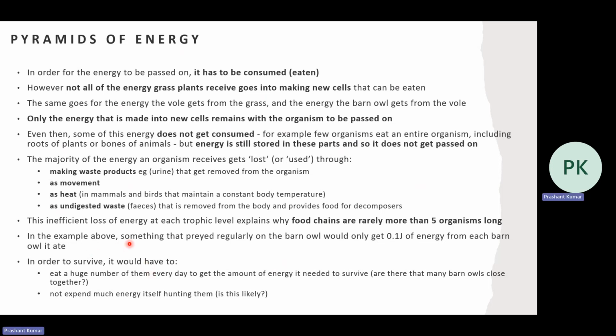So in the example above, in the previous slides, as we have seen, something that preyed regularly on the owl only gets 0.1 joule of the energy from each owl it ate. To see the energy, that 10% rule always passes on. 10% will go to the next trophic level. In order to survive, it would have to eat a huge number of them every day to get the minimal amount of energy it required to survive, not expending much energy itself hunting them, right?